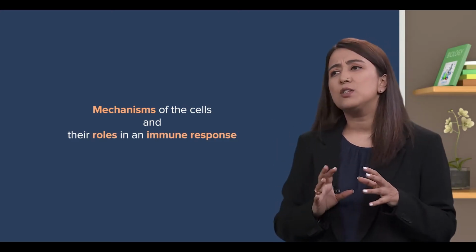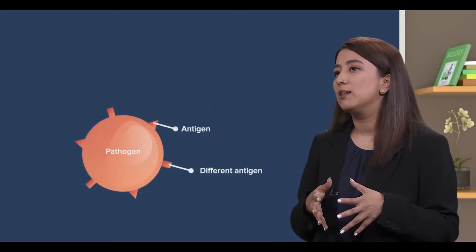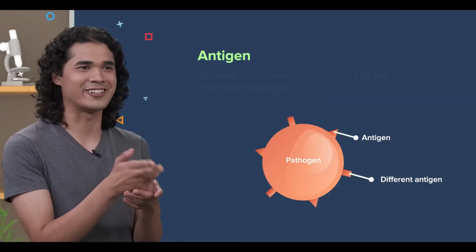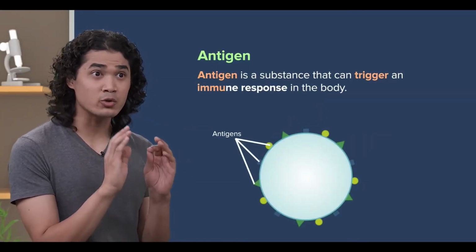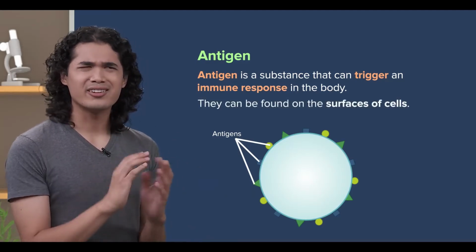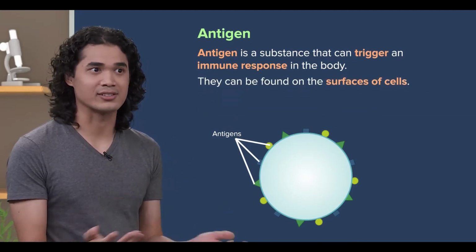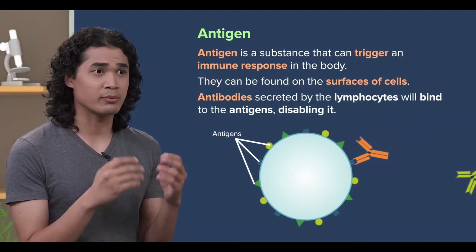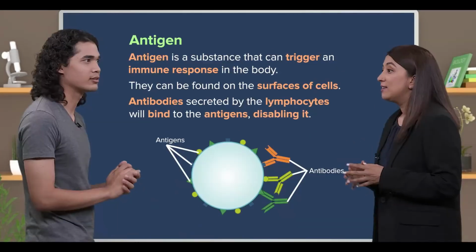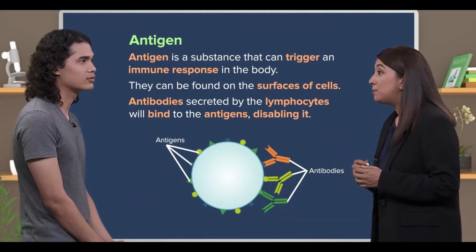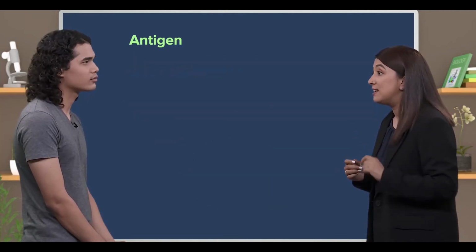Let's start off with a term that you should be familiar with, antigen. Yes, antigen is a substance that can trigger an immune response in the body. They can be found on the surfaces of the cells. Antibodies secreted by the lymphocytes will bind to the antigens, disabling it. That's right. We will cover in depth about antibodies again in the next lesson.